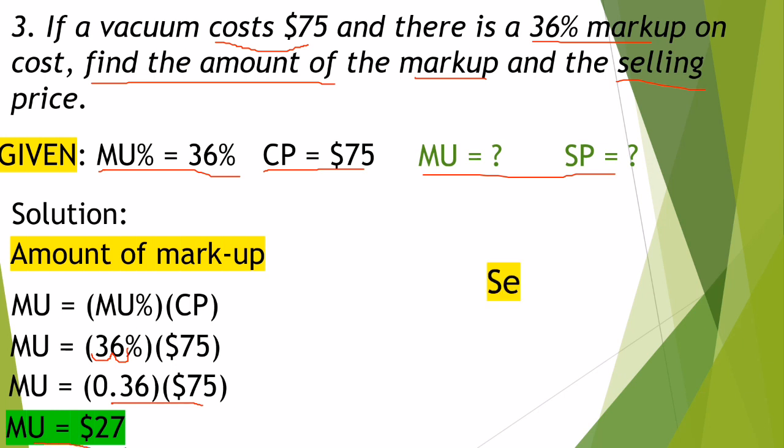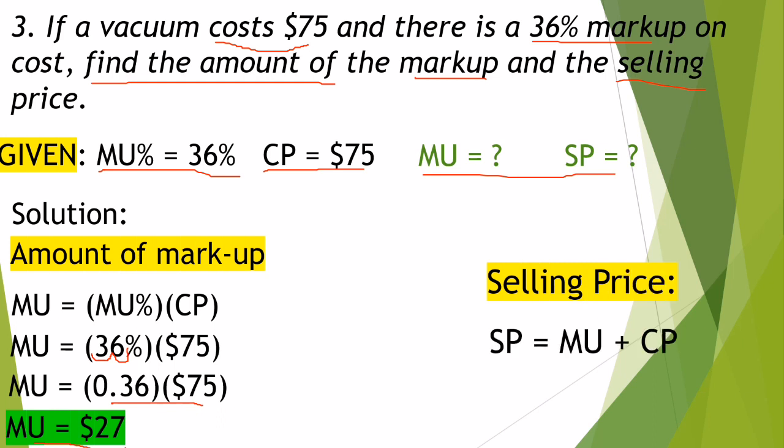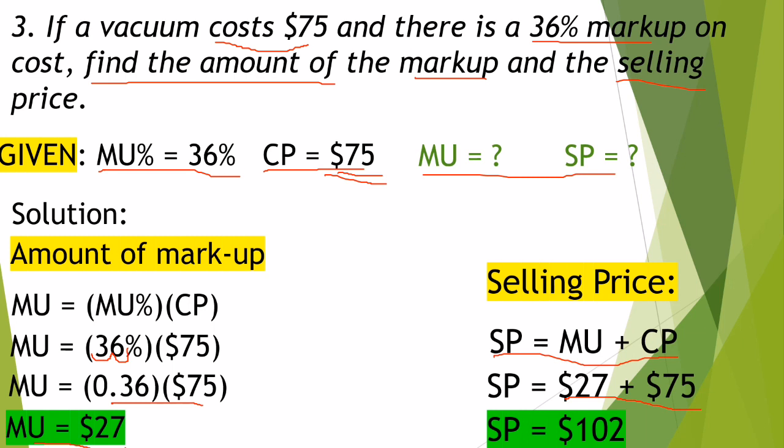Next, finding our SP or selling price, we're going to use SP is equal to MU plus CP since CP is already given and we have already our markup. So substitute now, SP is equal to markup, which is $27, plus our CP, which is $75. So 27 plus $75, we have selling price or SP is equal to $102.